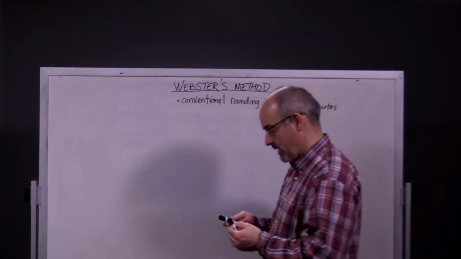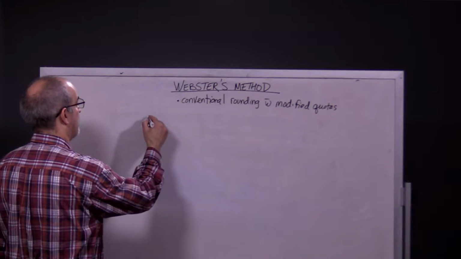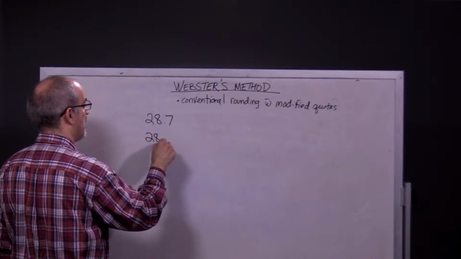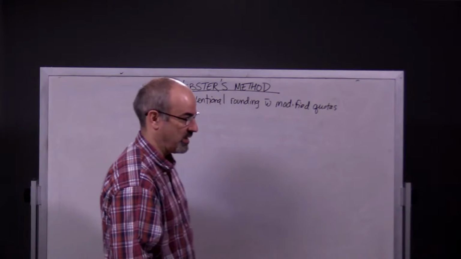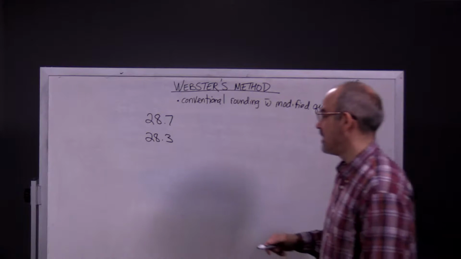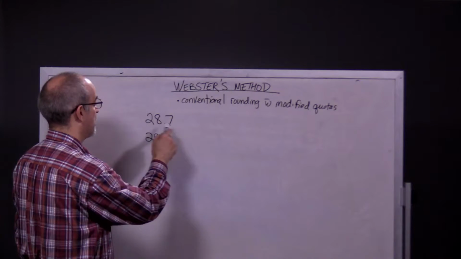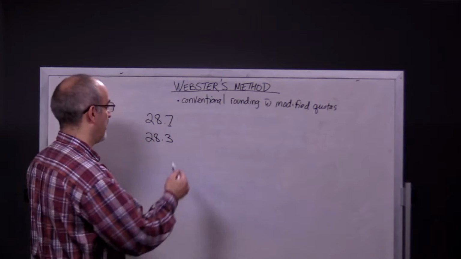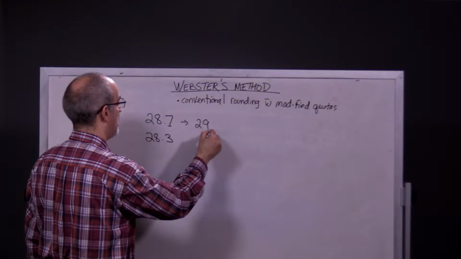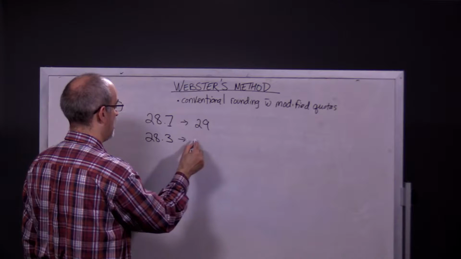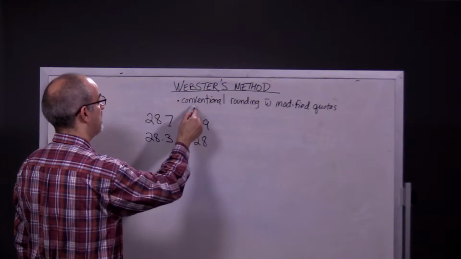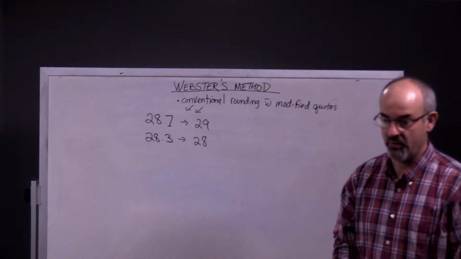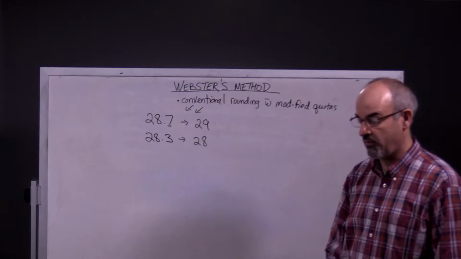So conventional rounding just means that if I want to round to the nearest whole number, you look at the number in the tenths place. If it's 5 or above, you round up. If it's below 5, you round down. That's what conventional rounding means. You round up if the number is 5 or above, and round down if it's below 5.